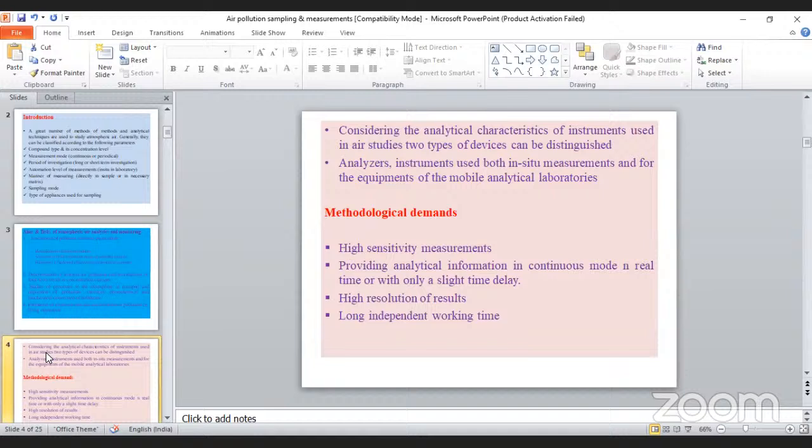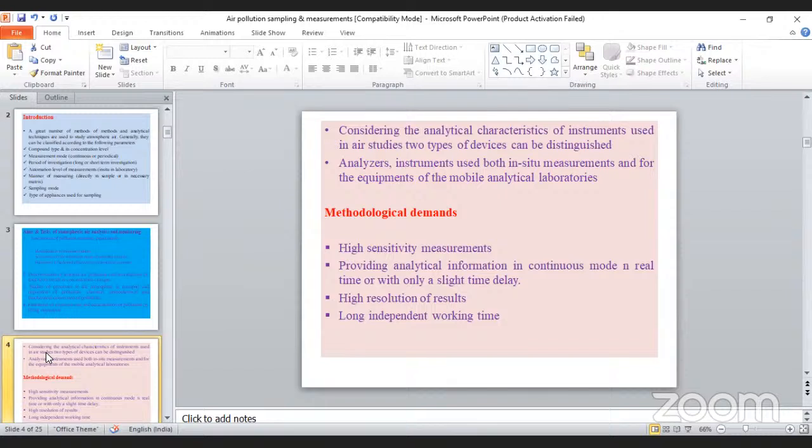Considering the analytical characteristics of instruments used for air pollution studies, two types of devices can be distinguished: analyzer instruments used in in situ measurements, and equipment of the mobile analytical laboratories, that is, in situ or ex situ analysis. What are the methodological demands needed? What are the technical demands needed?